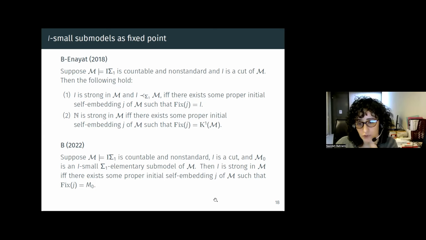Here I'm going to say a little about the proof of the left to right direction of this theorem and the idea behind the back and forth here. So we assume that M0 is strong in M, and we want to find some proper initial self-embedding J of M with this property.